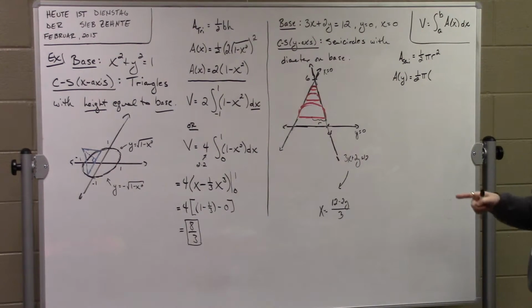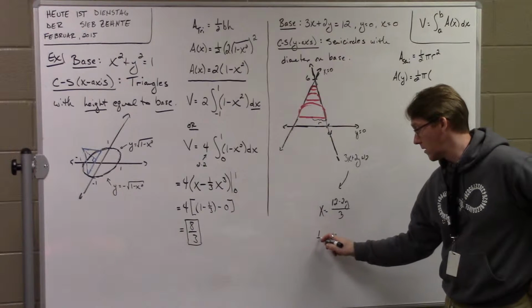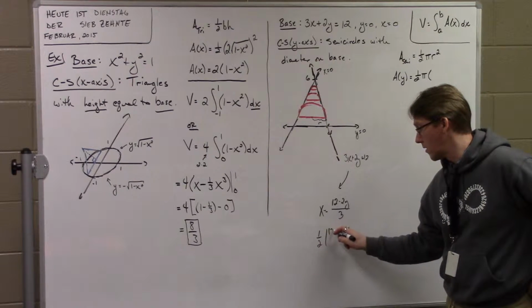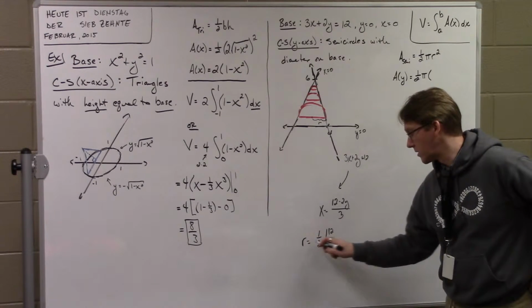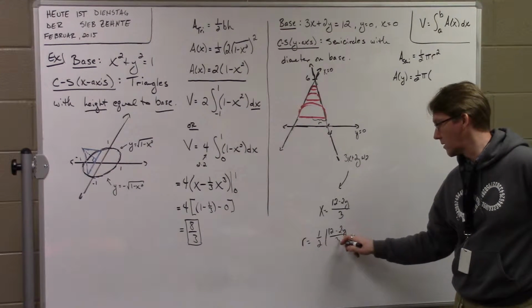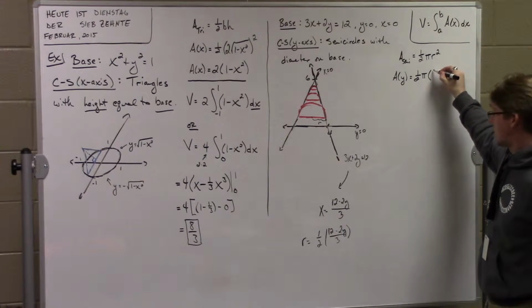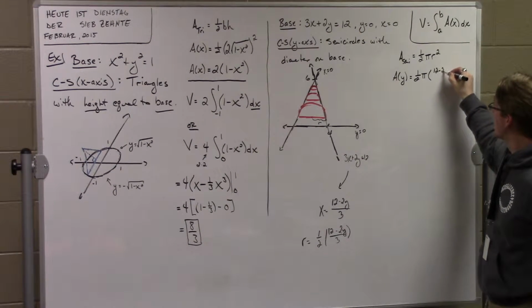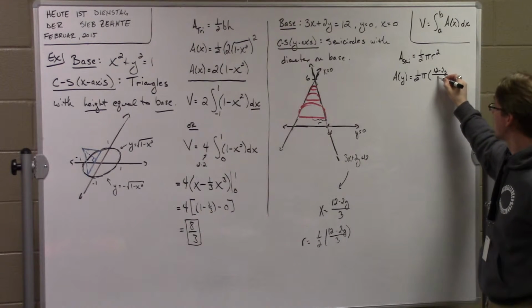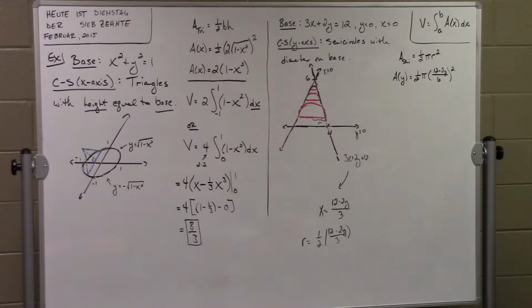Okay, but here's the deal. That's the diameter, so the radius is going to be half of that. The radius is half of whatever this is, which I will just write as 12 minus 2y all over 6, squared. All right, did everybody see how we created the radius from that?